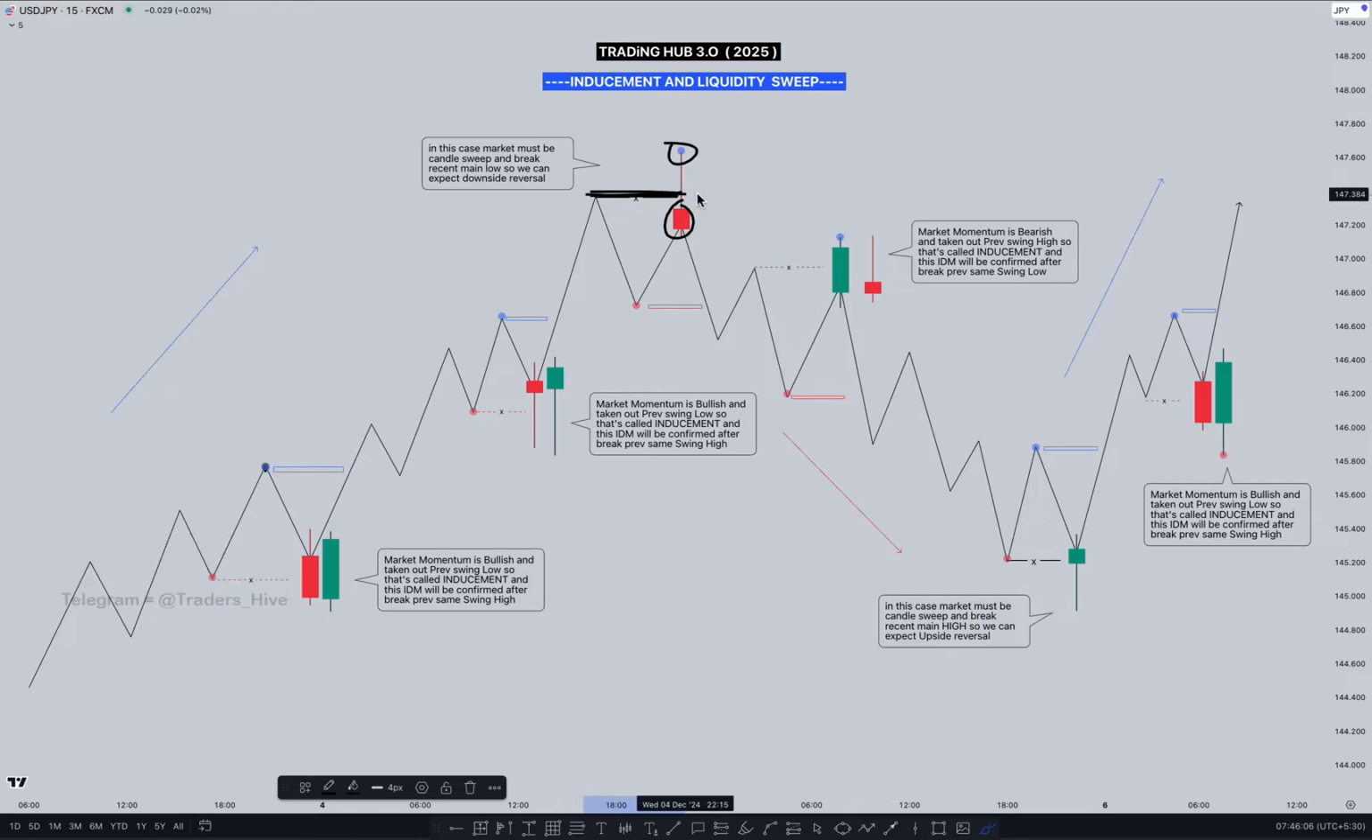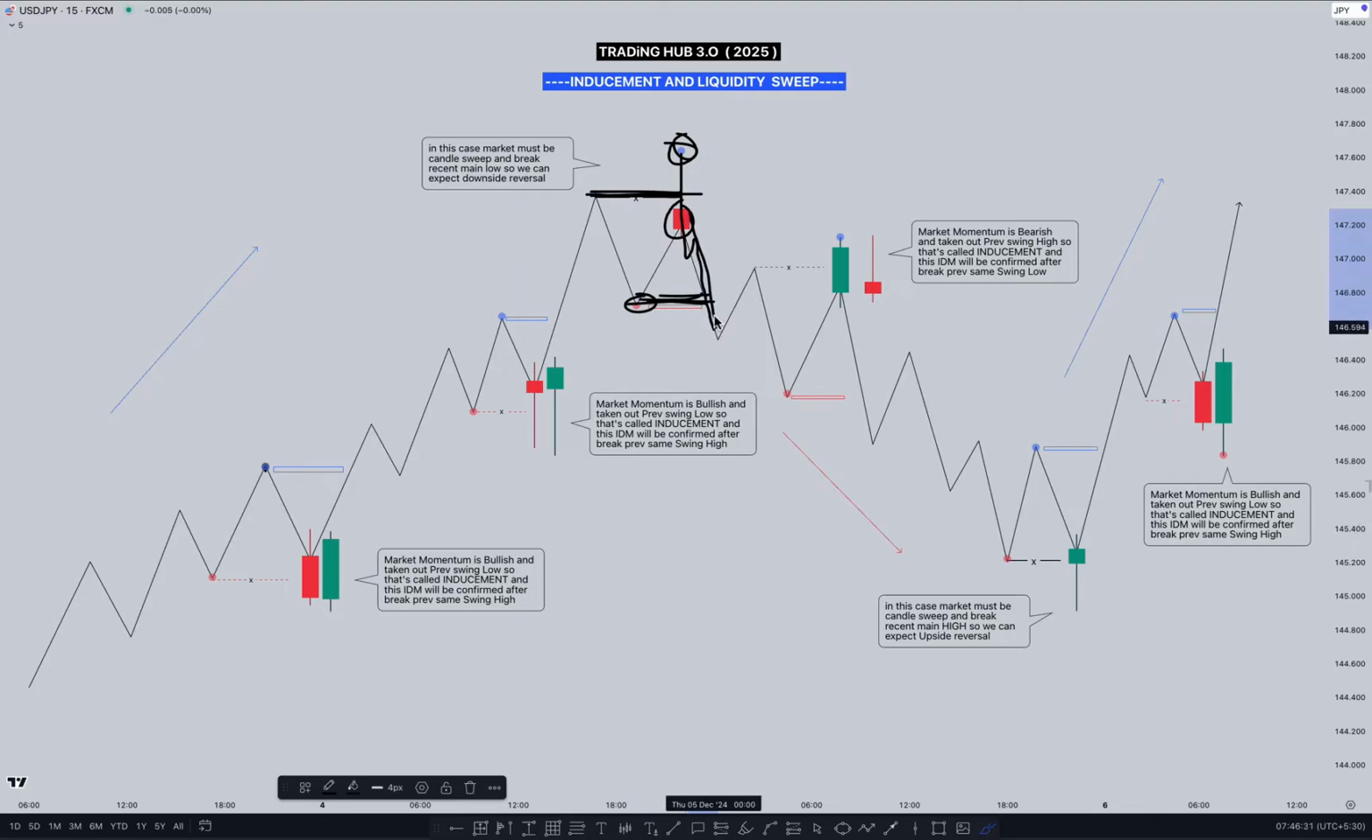If price closes below the previous high and then the market pushes downside, after that the market must break the previous swing low, and a candle must close below it. If it closes below it, we can confirm this is a liquidity sweep, and we are expecting some reversal to the downside.